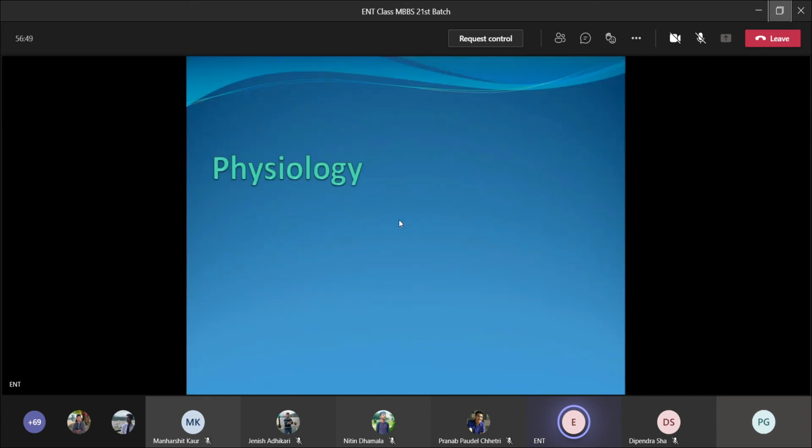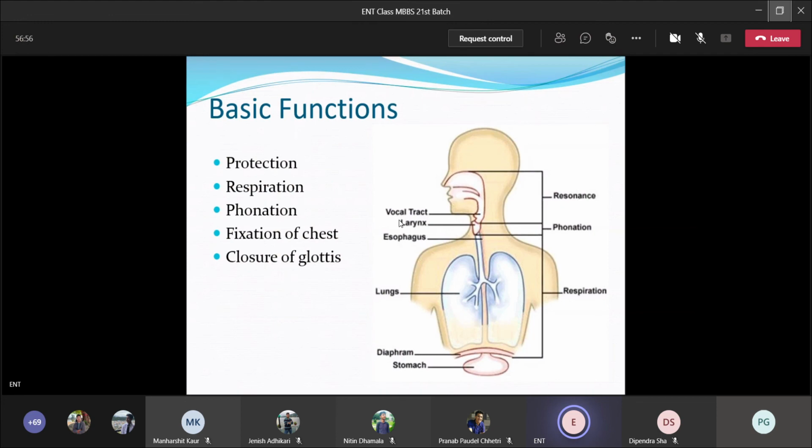Now we come to the physiology of the larynx. As you know, the basic functions of the larynx are, number 1, protection, respiration, phonation, and fixation of the chest and closure of the glottis. You can see in the diagram resonance, phonation, and respiration.